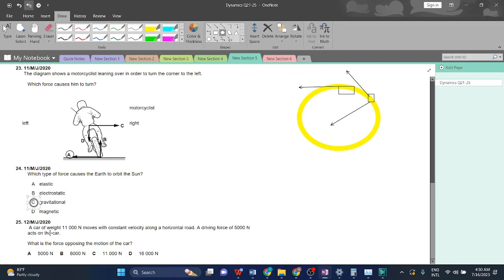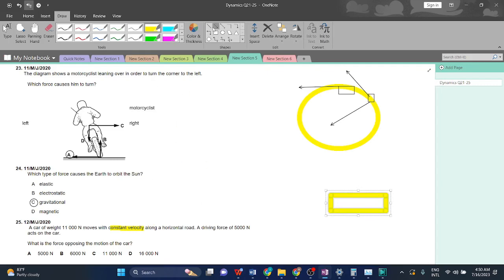अच्छा जी. Question 25. A car of weight 11,000 moves with constant velocity along a horizontal road. A driving force of 5,000 newtons acts on the car. पहले आप इस चीज पे ध्यान दें. Constant velocity states के there is no resultant.